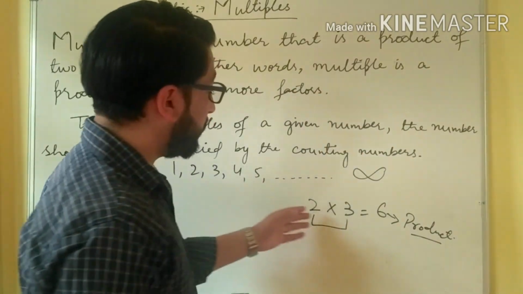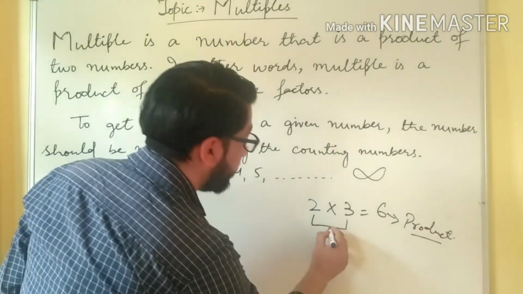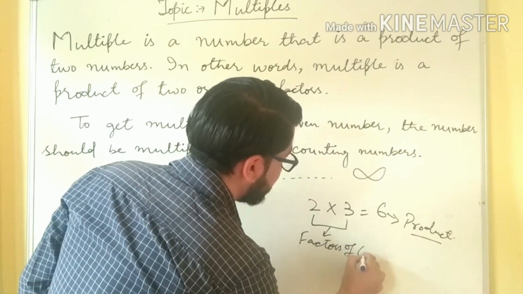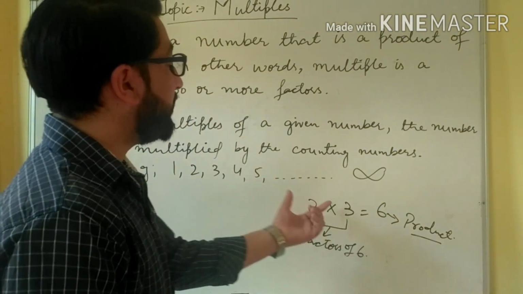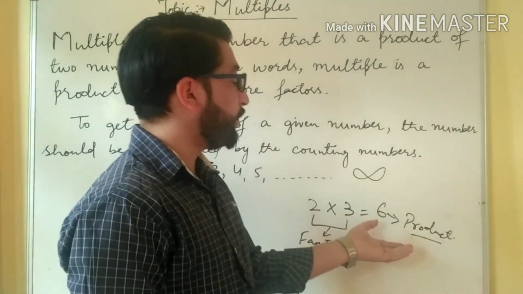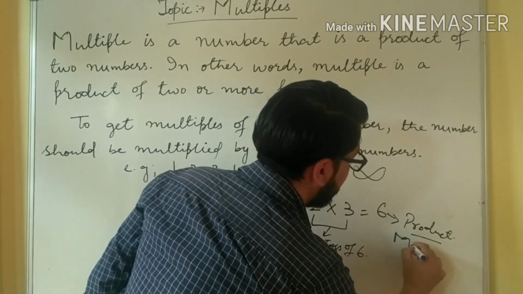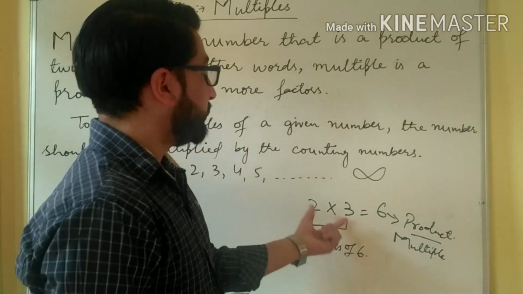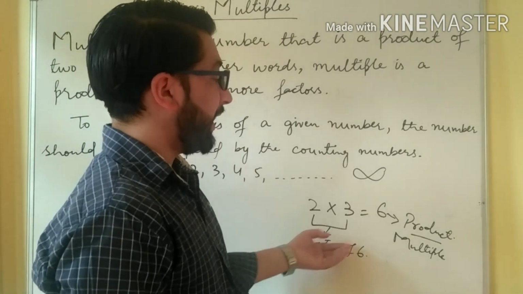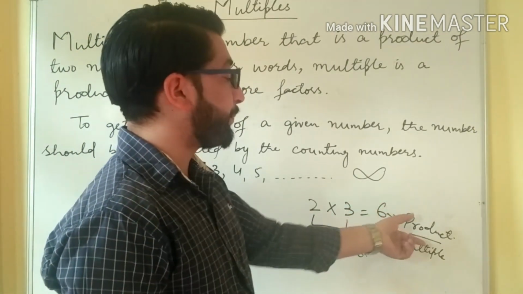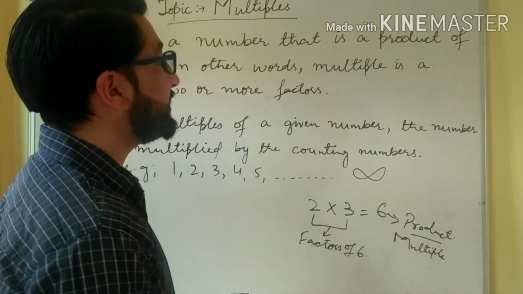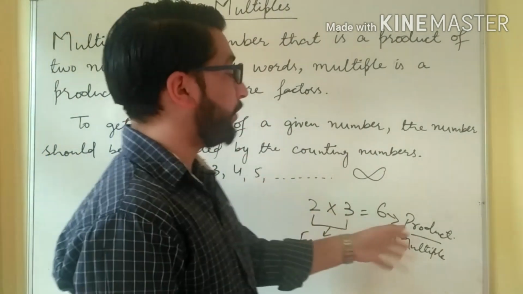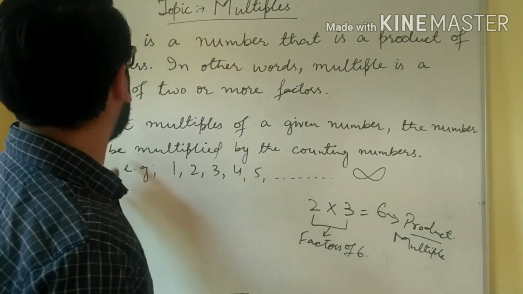So here, these two numbers, 2 and 3, are factors of 6. We can say that when we multiply two factors together, what we obtain is the multiple. Here we have multiplied 2 with 3. These 2 and 3 are factors, and what we obtain, that is 6, is the product, and here we call it a multiple. So how do we get multiples of a number? That's another question for us.